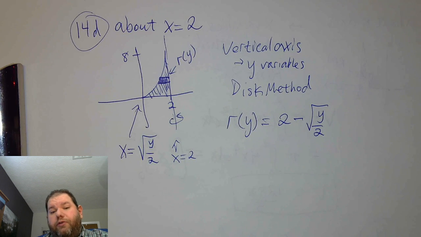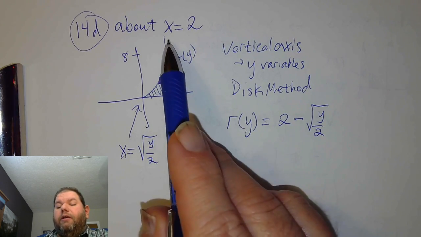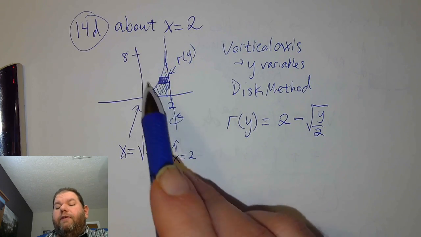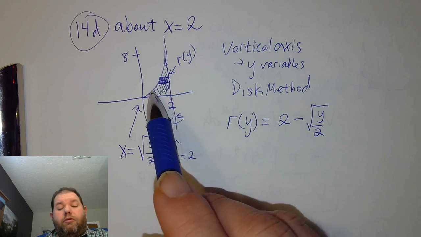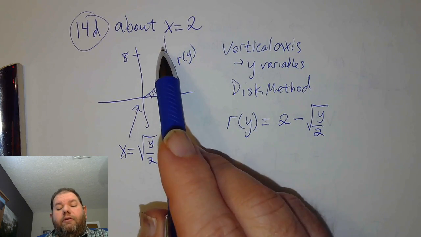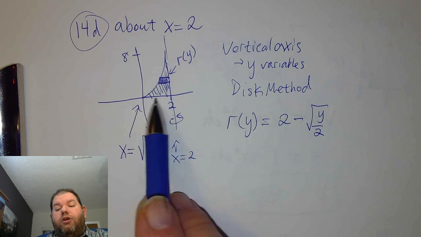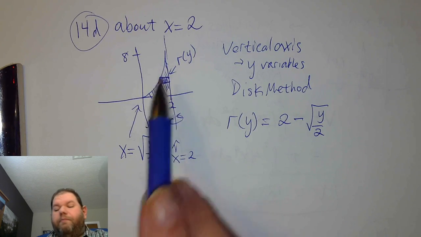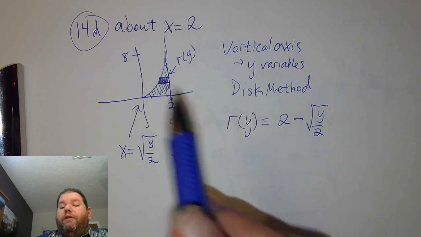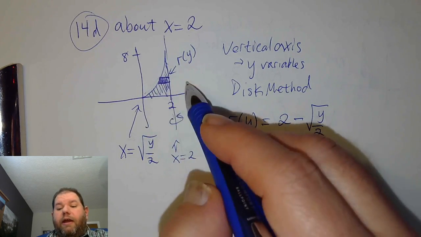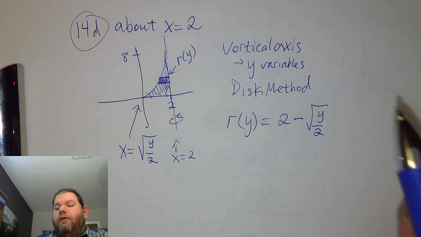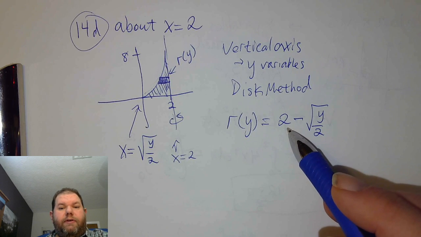This one looks a little more strange than the others. When we find this radius function, this is probably the most involved our radius function has been. But we look at it, so we know from this line, x equals 2, to the y-axis, that's a distance of 2 units. But we don't go all the way to the y-axis, we go to this curve. So the distance is actually less than 2 overall, most of the time. It's actually equal to 2 right here at the edge, but then it gets smaller and smaller the further we go. And so it's going to subtract this curve, whatever the function value is, at each specific height. So as y increases, then this value will decrease.